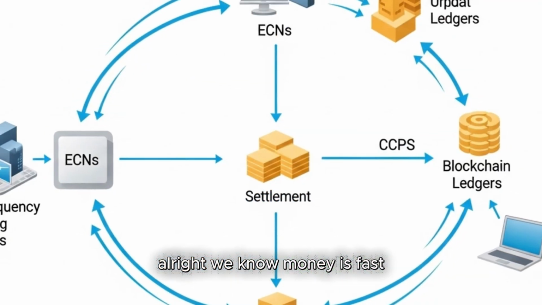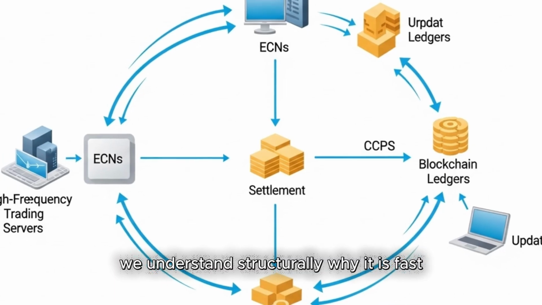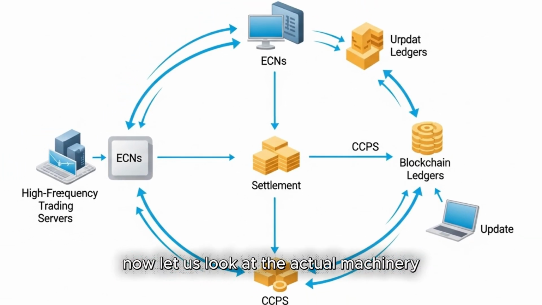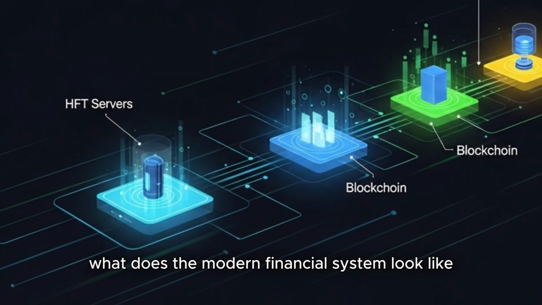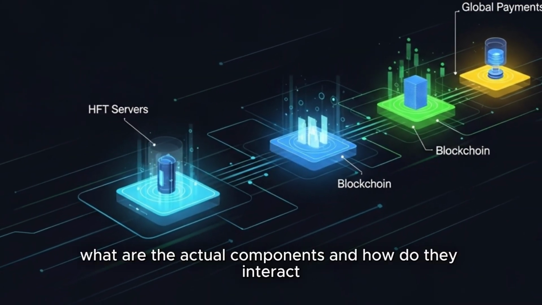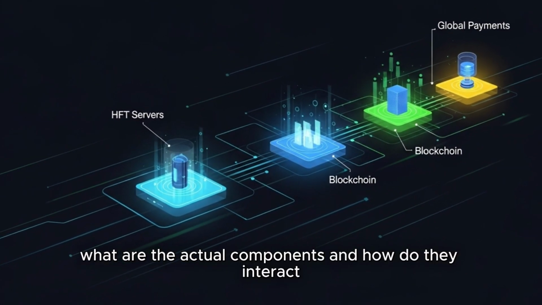All right. We know money is fast. We understand structurally why it is fast. Now, let us look at the actual machinery. What does the modern financial system look like when it operates at speed? What are the actual components and how do they interact?